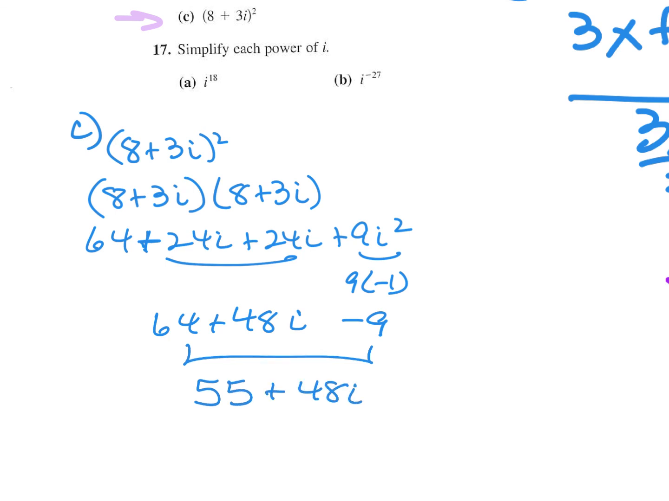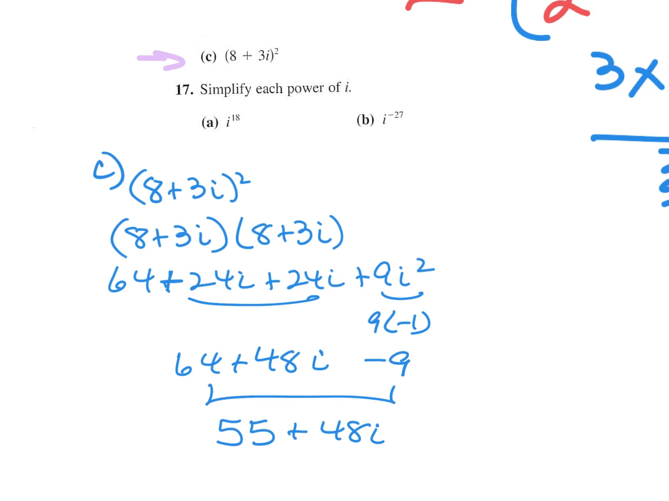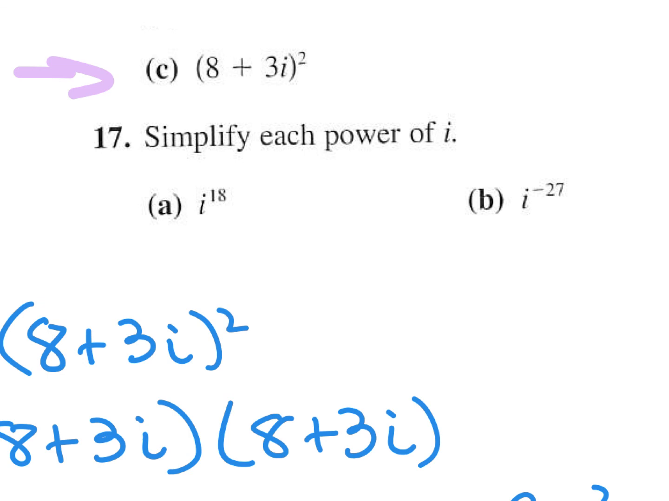Then the other two, simplify each power of i here. So remember, we're going to break it down into an i squared. So we're dividing 18 by 2, we get 9. Remember, i squared equals negative 1. And then whenever a negative number is raised to an odd exponent, it's just negative, so negative 1.